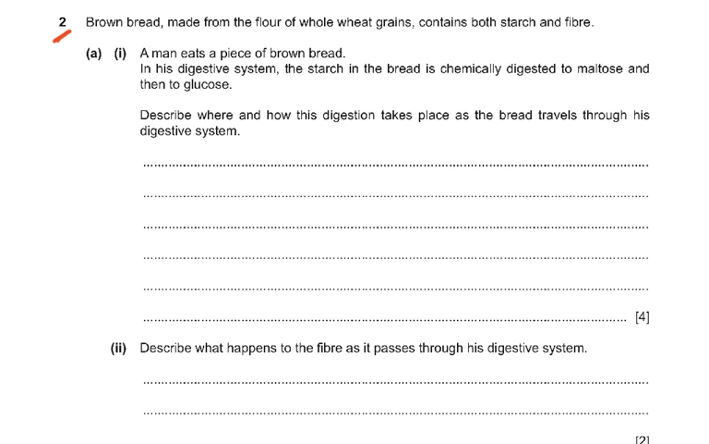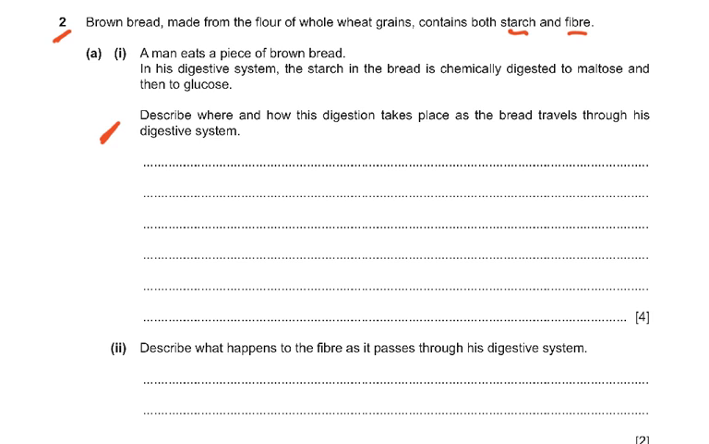Then it says question number 2, brown bread made from the flour of whole wheat grains contains both starch and fiber. A man eats a piece of brown bread. In his digestive system, the starch in the bread is chemically digested to maltose and then to glucose. Describe where and how the digestion takes place as the bread travels through the digestive system. So amylase acts on the starch. Amylase is in the mouth and in the small intestine, or you can say the duodenum. Then the maltase acts on the maltose and produces glucose. Maltase is found in the small intestine, or you can say even the duodenum or the ileum. All was accepted. So 4 marks, and there are 4 mark scheme points.